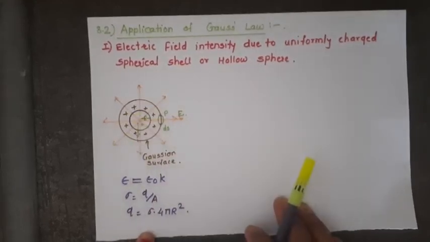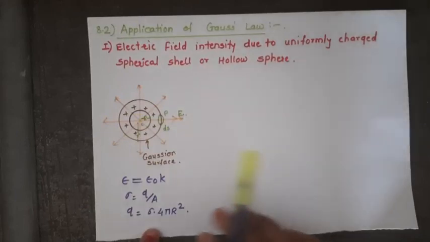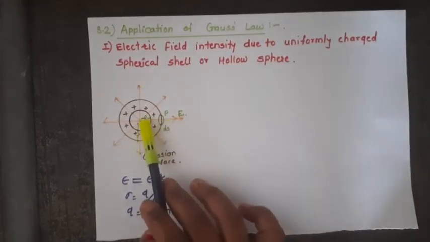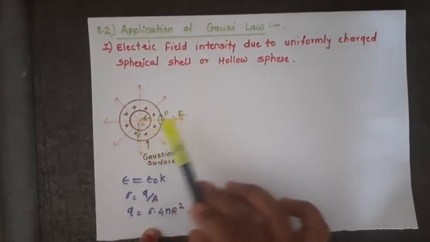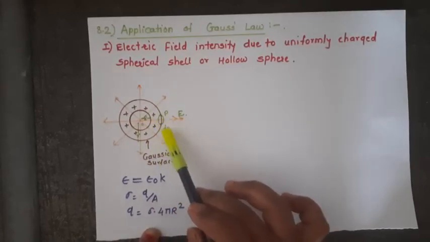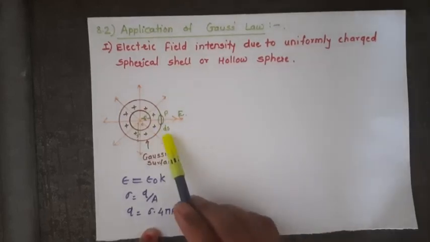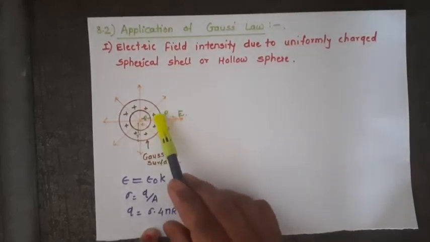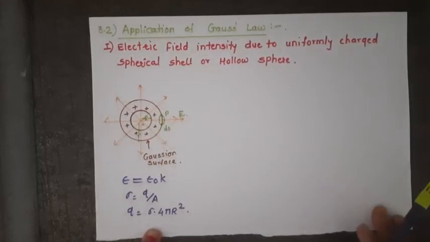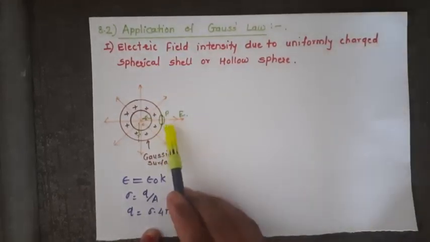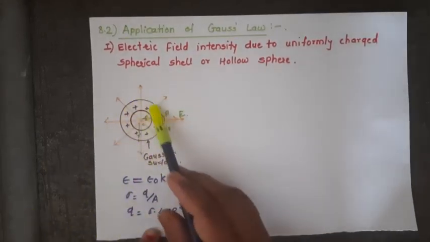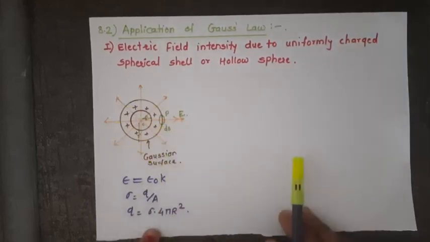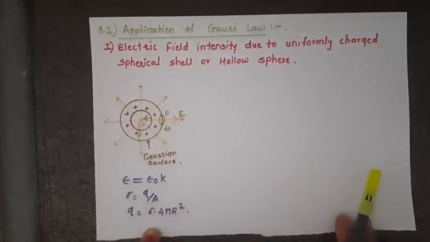Let us first calculate when the point lies outside the sphere. P lies outside the sphere, surrounded by a small area ds. Consider the Gaussian sphere passing through P. This line shows the Gaussian surface, whose radius is small r.